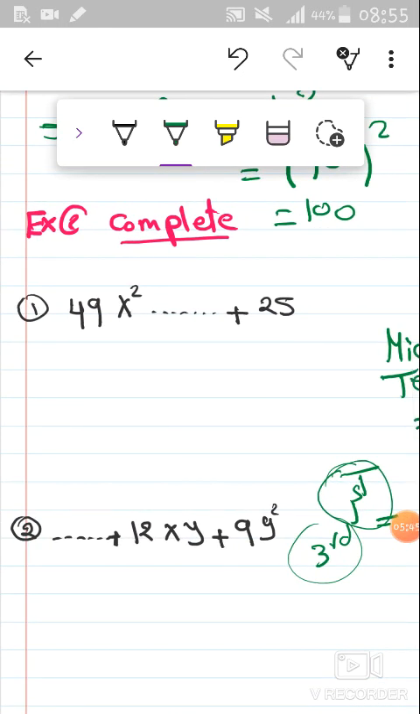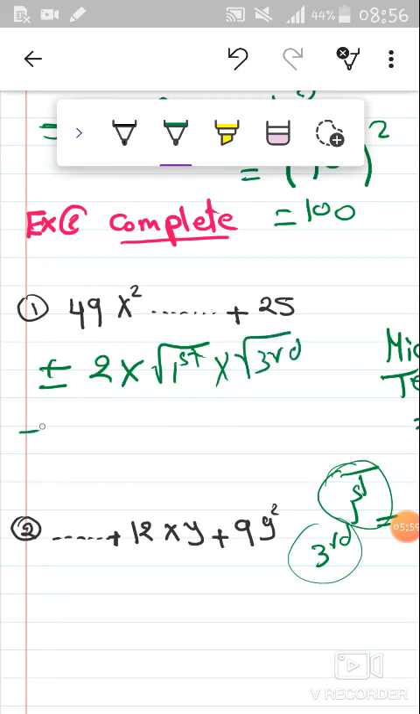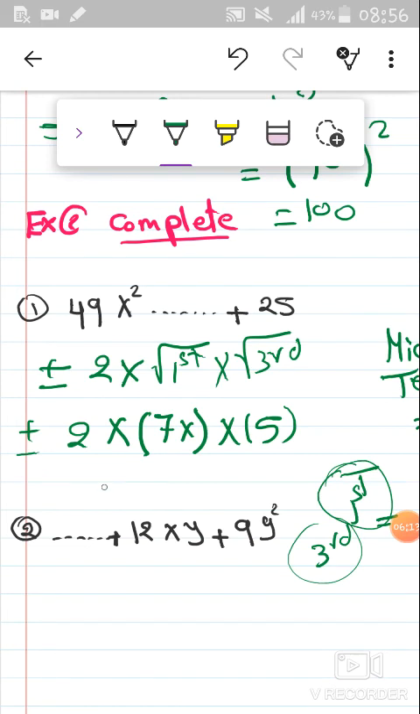Okay, here in number 1 in exercise 2, the missing part is the middle term, so we will make it positive or negative 2 times the square root of the first times the square root of the third. So it's positive or negative 2 times the square root of the first, which is equal to 7x, times the square root of the third, which is equal to 5. The result will be positive or negative 70x.